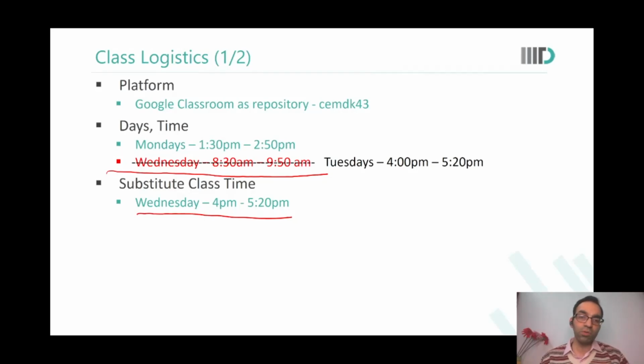So instead of tomorrow's class, we have a class on Wednesday 4 to 5:20 p.m. This week, Wednesday is falling on Saturday because this Wednesday is a holiday. So this week's second class is going to happen on Wednesday 4 to 5:20 p.m. Okay. So this is the regular class, which would have otherwise happened on Saturday 8:30 a.m. to 9:50 a.m. It will now happen on Saturday at 4 to 5:20 p.m. Is that okay?